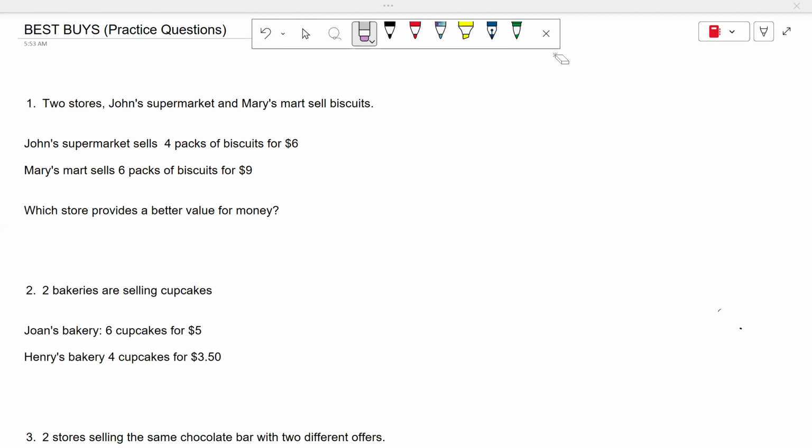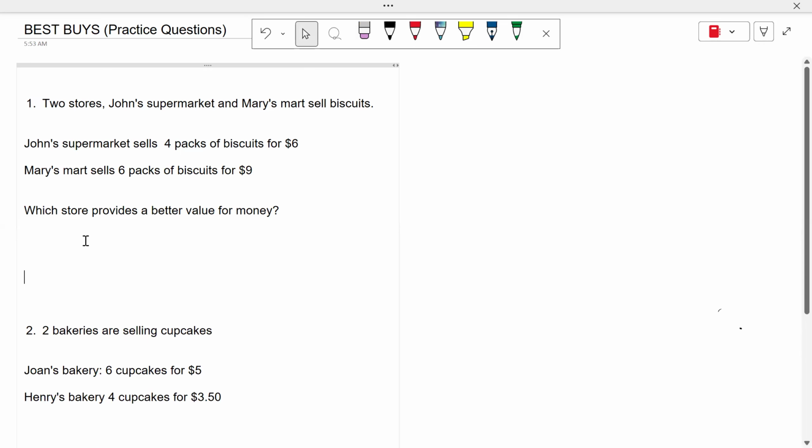All right, so we're going to be solving questions on Best Buys. The interesting thing about Best Buys is that you just want to be able to compare which store or which offer has the best value for money. This is something you can actually apply in real life. When you go to a supermarket or a store, you're comparing, which one do I go to, this store or this store? Because which one is giving me a better value? That's just what it's all about.